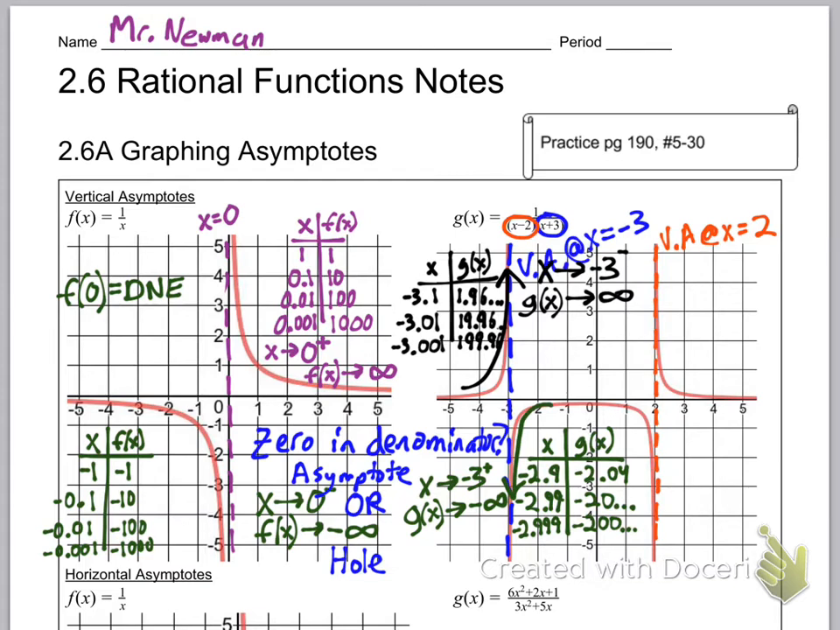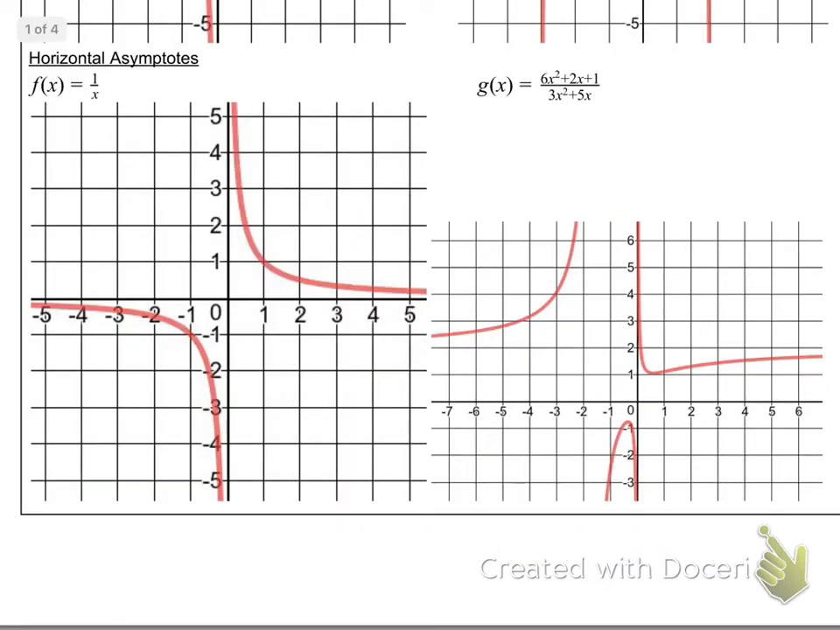All right, so that's vertical asymptotes, and you can always figure that out by finding, once it's simplified, the zeros in the denominator. Any zeros, if it's simplified, will be vertical asymptotes.